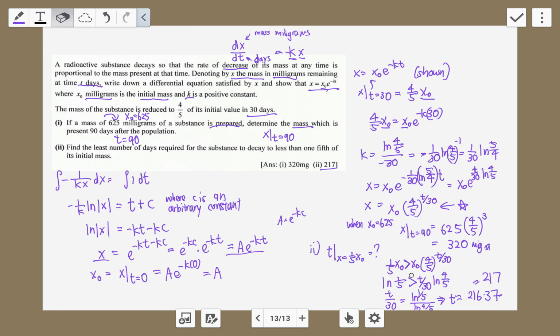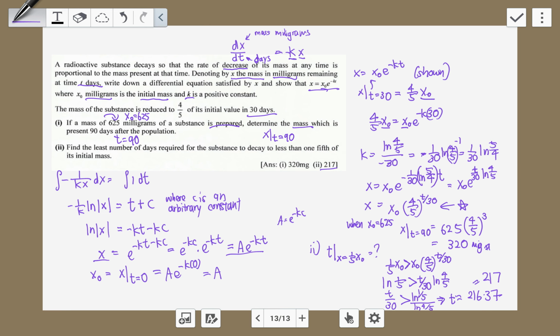When we divide by x0, take care that x0 is a positive constant, so there's no change in the direction of the inequality sign. And when we ln both sides, because ln is a strictly increasing function, we don't change the inequality sign as well. And when we divide by ln 4 over 5, ln 4 over 5 is a negative number. Ln of any number that's less than 1 is a negative number. So when I do that, the inequality sign should change direction.